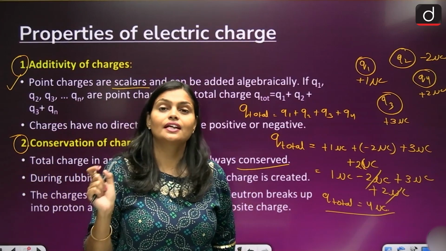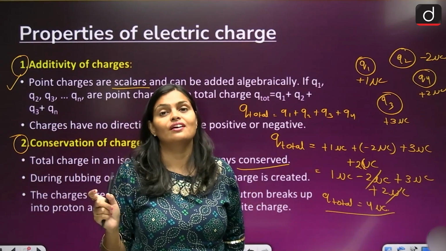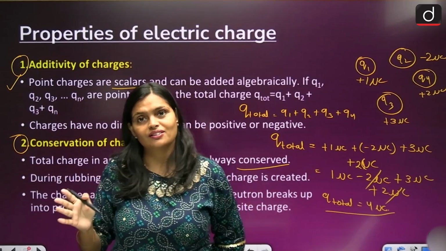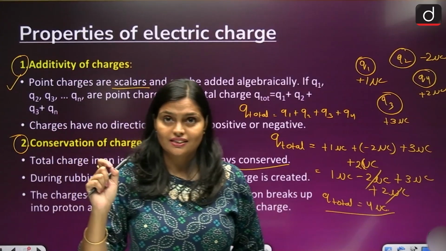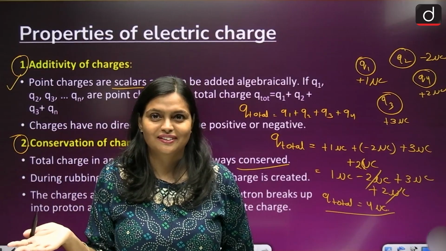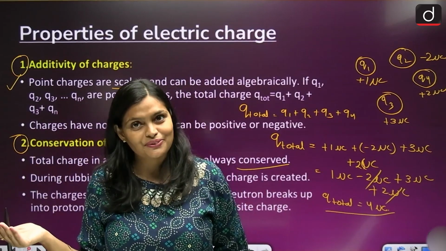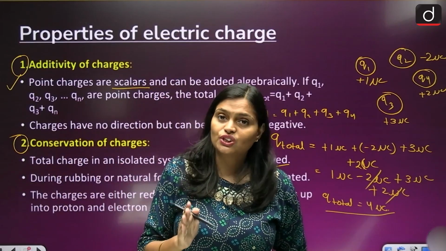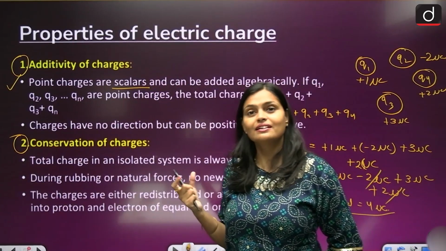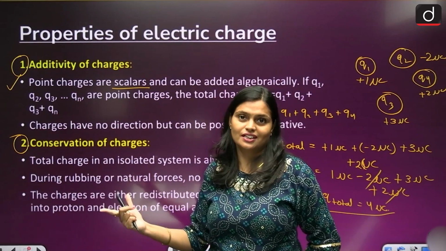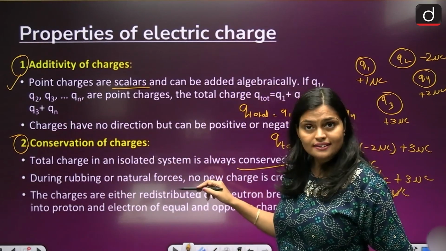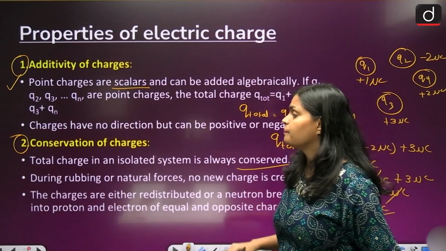The charges can only be transferred from one place to another place, from one object to another object. Am I clear? Charges को आप खत्म नहीं कर सकते हैं, ना ही नया चार्ज आप पैदा कर सकते हैं. ठीक है? You cannot produce a new charge, you cannot destroy. The charges can only be transferred, right? This is what the meaning tells conservation of charges. So total charge in an isolated system is always conserved.